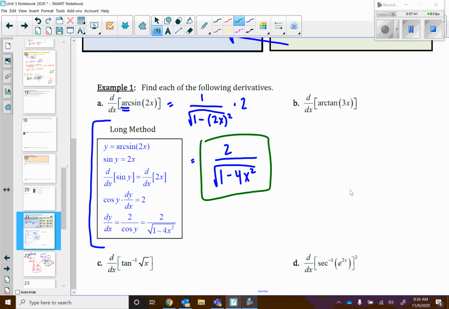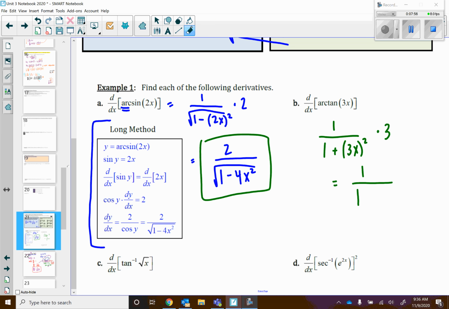So what about inverse tan of 3x? Again, I'm just going to consider the formula. So we're looking at 1 over 1 plus whatever x is squared, times the derivative of the inner, times 3, or 1 over 1. Oh, sorry. I actually want to make that 3. 3 over 1 plus 9x squared.